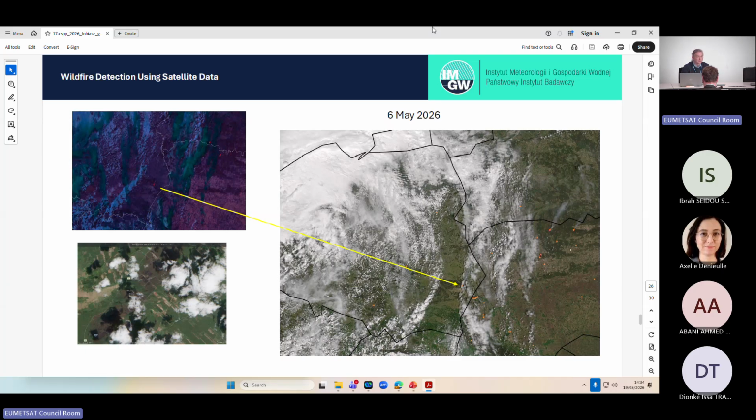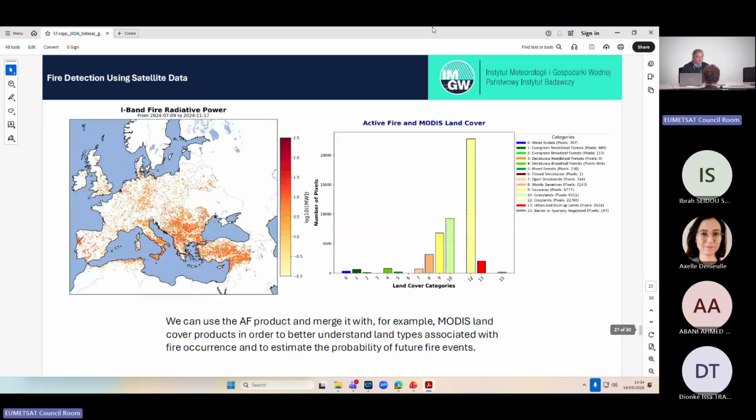And we can use the active fire product and merge it with, for example, the MODIS land cover product in order to better understand land types associated with fire occurrence and to estimate the probability of future fire events.